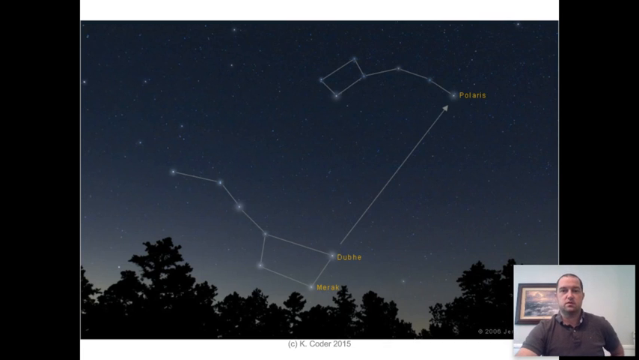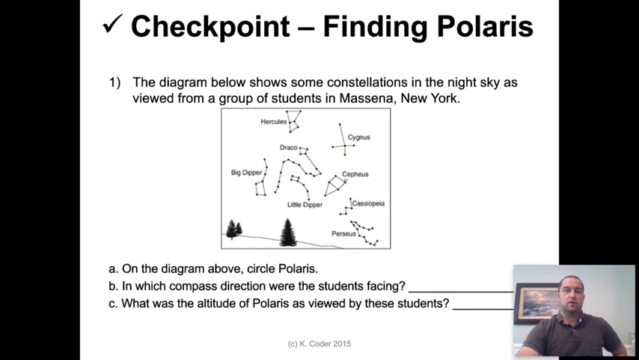Here's another image of the same thing we're explaining. It's going through Dubhe and Merak, and a straight line with an arrow would point to Polaris. Another checkpoint. The diagram below shows some constellations in the night sky, as viewed from a group of students in Messina, New York. It says on the diagram, circle Polaris. I'm going to do that for you guys.